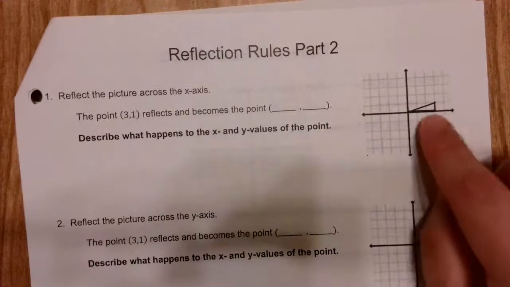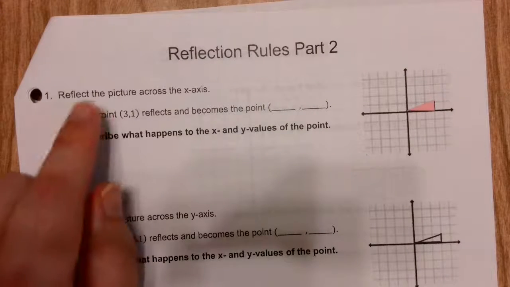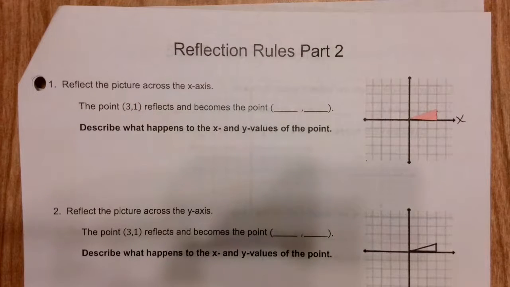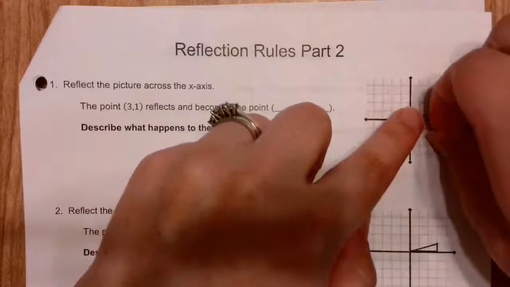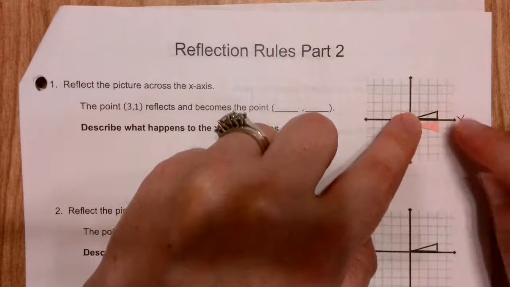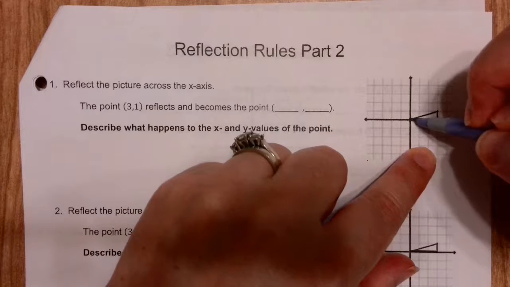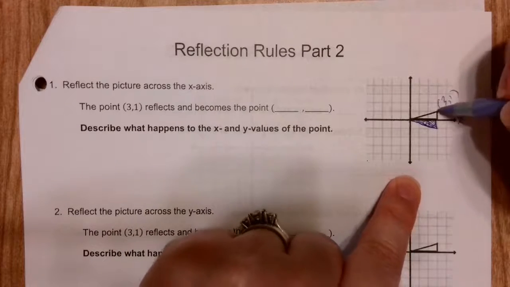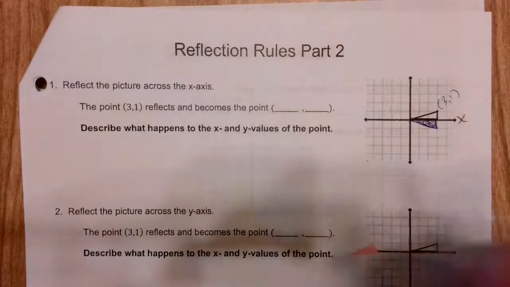The first thing we're going to do, we're going to take this little triangle, and we're going to reflect across the x-axis. The x-axis is this one. Another word for reflect is to essentially flip. So we are taking this triangle and flipping it down across the x-axis. It would look something like that. The point 3,1 that was at the top of this triangle is now at the bottom. It changes into the point 3,-1.